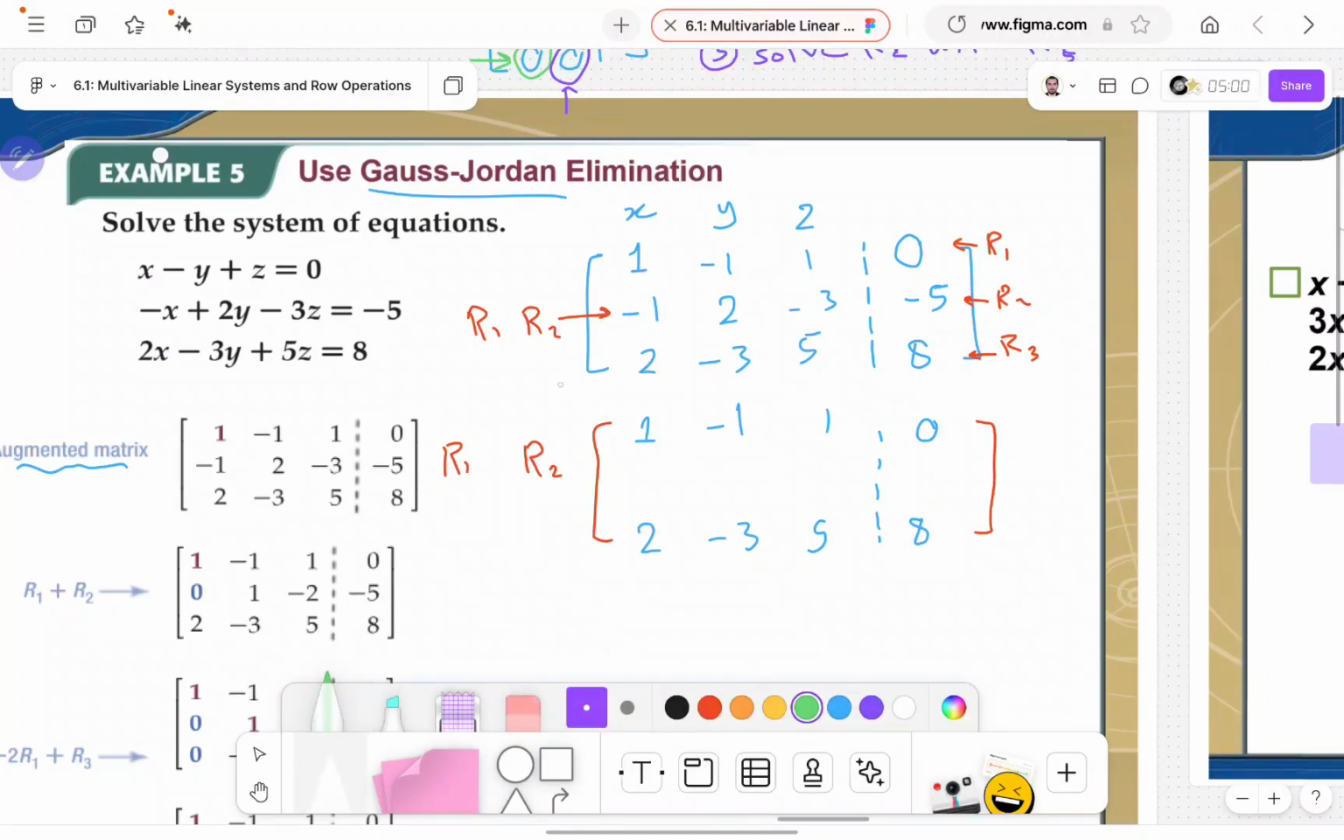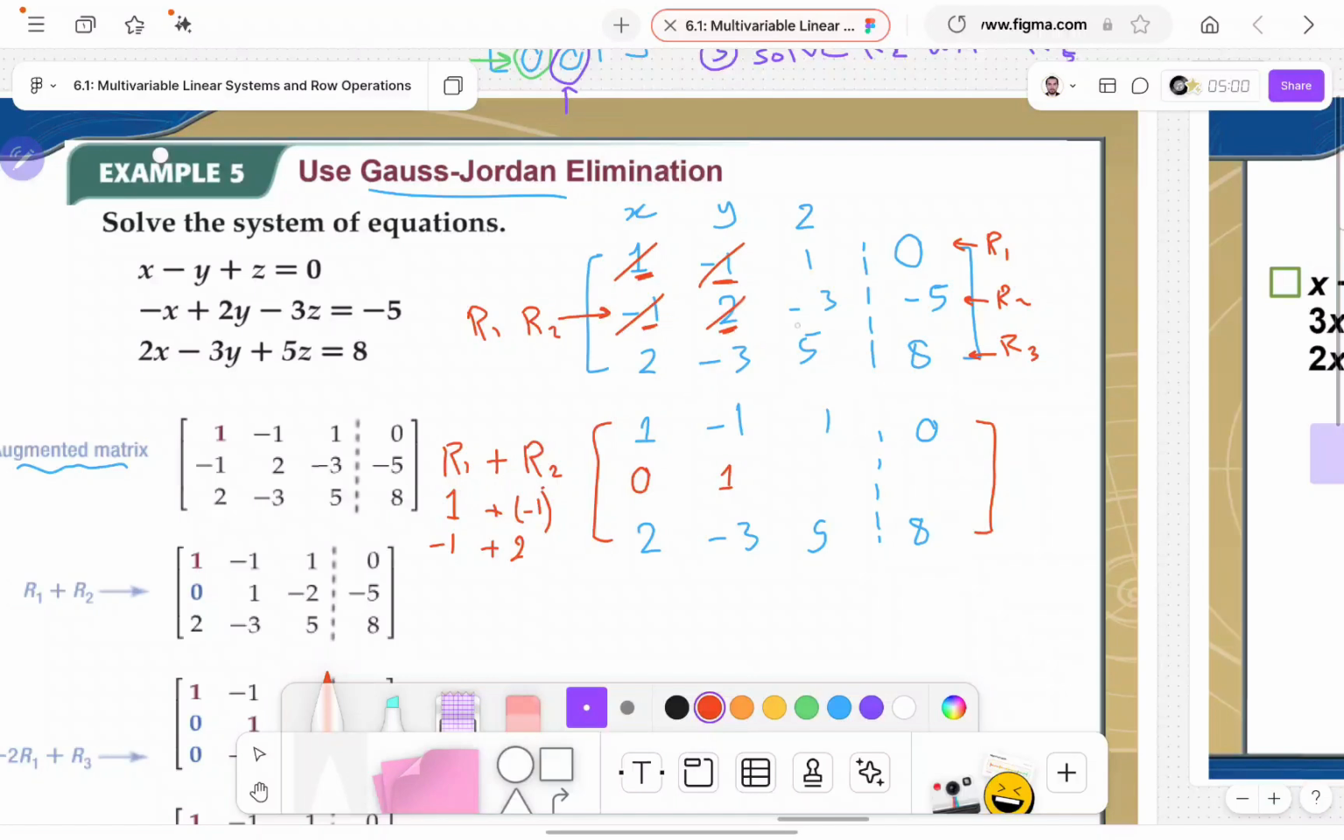Let's create the rule: row 1 plus row 2. Row 1 is 1, plus row 2, which is negative 1. So the answer is 0. Then let's continue with the second term. Negative 1 plus row 2, which is 2, so the answer is equal to 1.